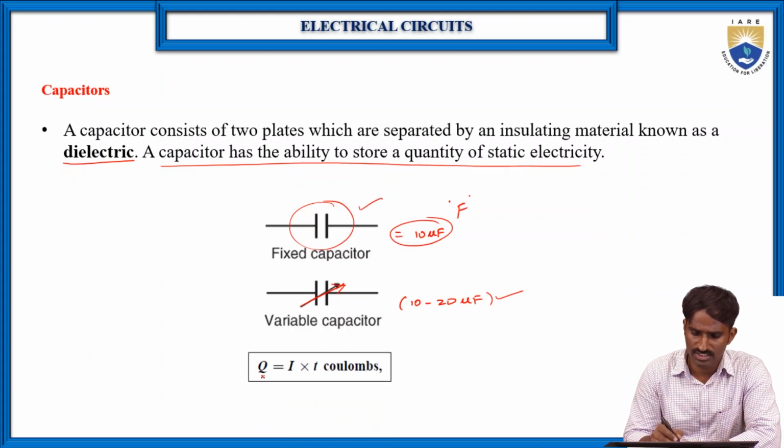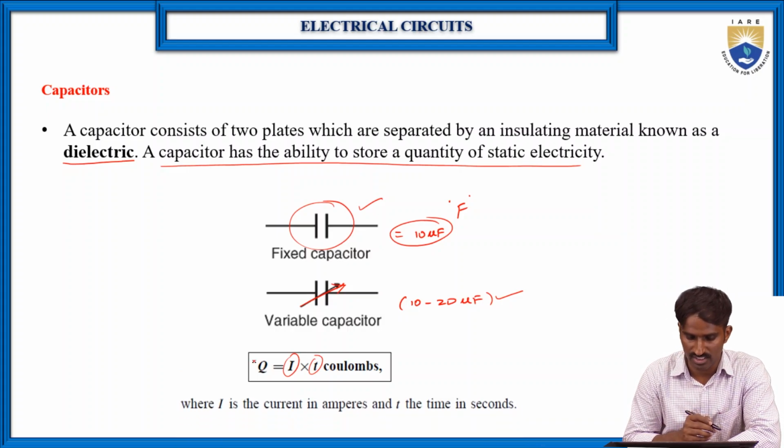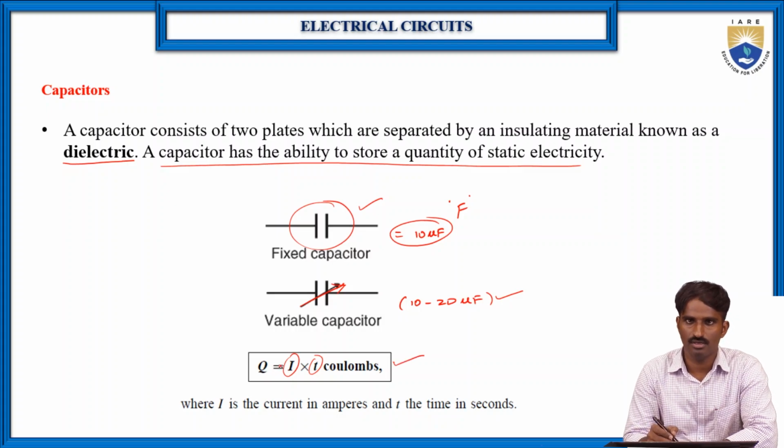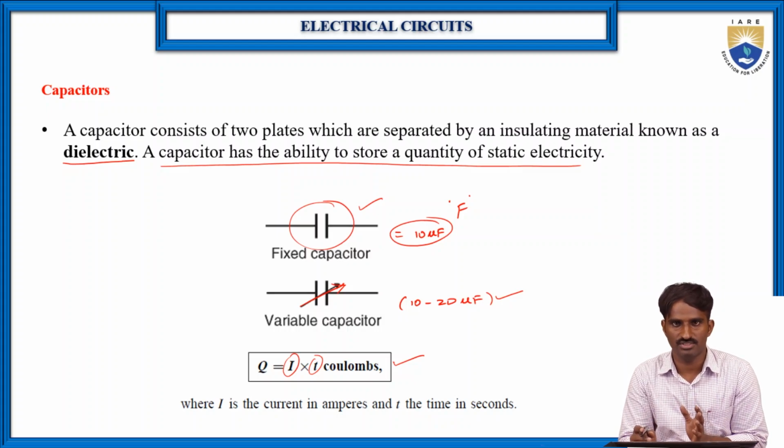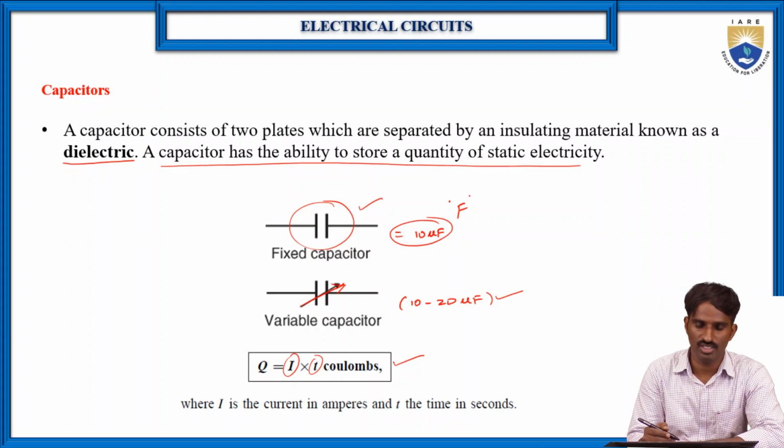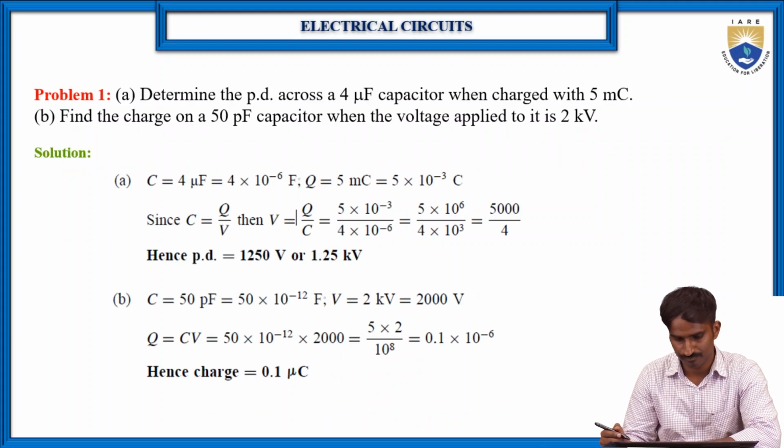Then here the charge Q is equal to I into T coulombs. Here I is the current in amperes and T is the time in seconds. How much current is flowing through that particular conductor is what is meant by this charge. Just try to remember these equations, which relate the various parameters related to capacitors, because next we are going to solve some numerical problems based on these concepts.